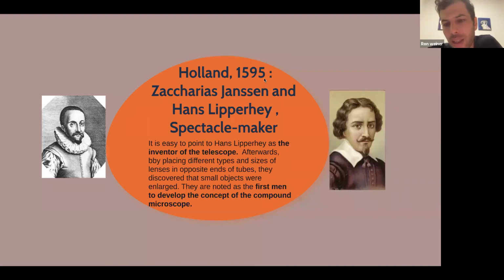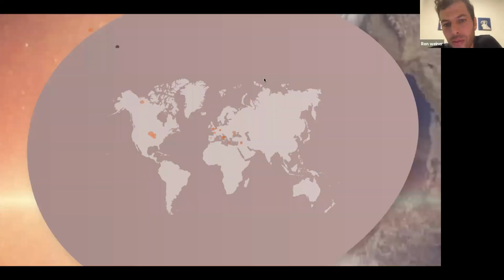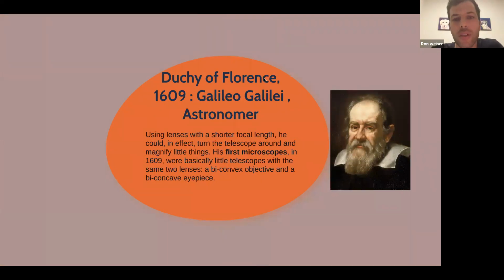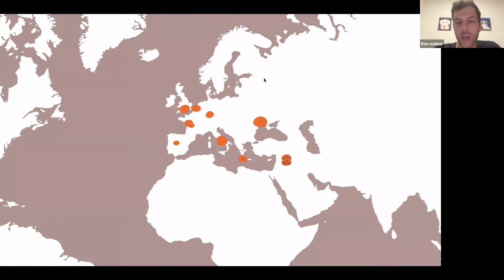1595, and just from Holland, we're going to the Duchy of Florence, to Galileo Galilei, who at the same time pretty much contributed a lot to the first microscope as well. So I think that the main discovery of the microscope was of Galileo Galilei, thanks to the development of the Dutch guys from the telescope. And later on, they took the idea and really created the compound microscope.